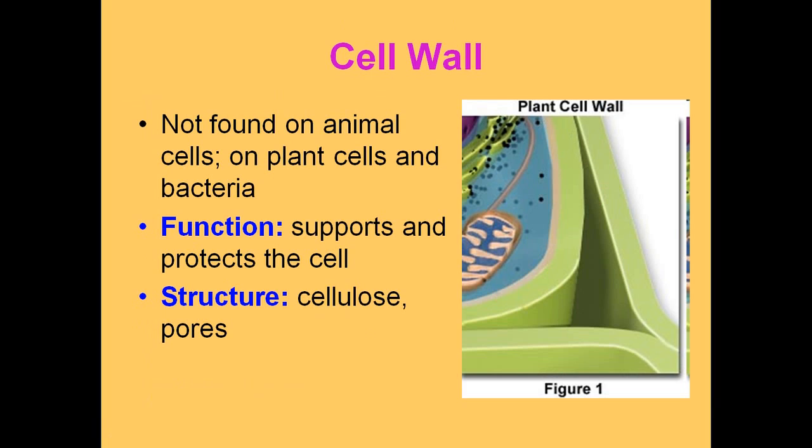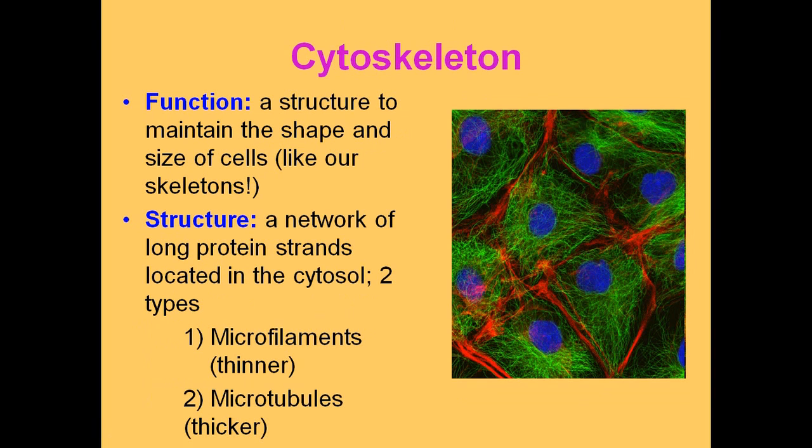Here we have a cell wall. Cell walls are only found in plants, not animals. Plain and simple, the cell wall's function is to support and protect the cell. Typically they're only made of cellulose, and they do have some pores, but they're very strong and sturdy structures used to support and protect the cell.